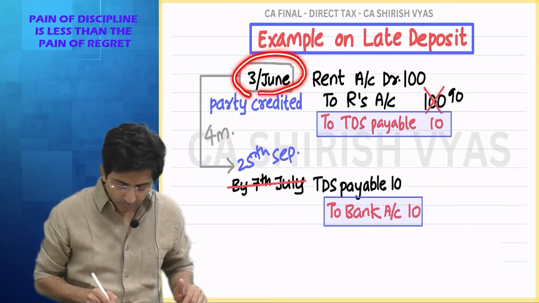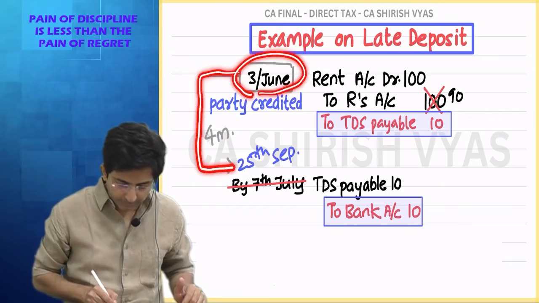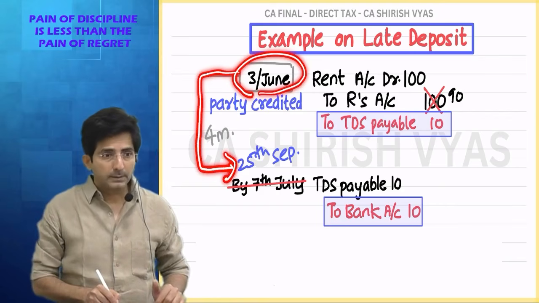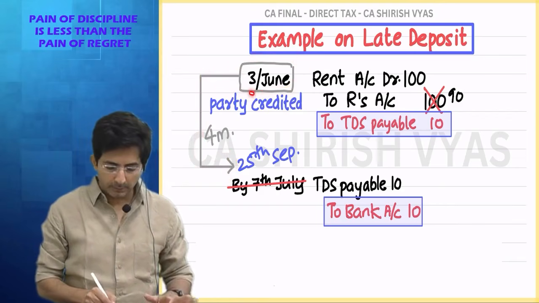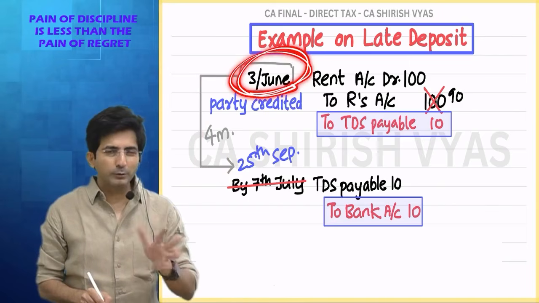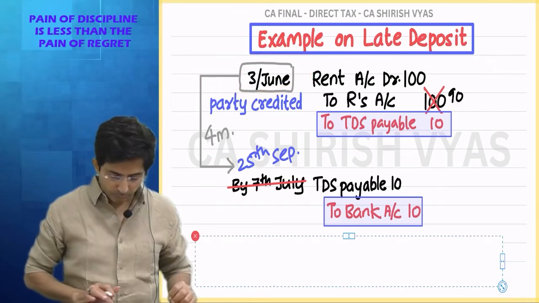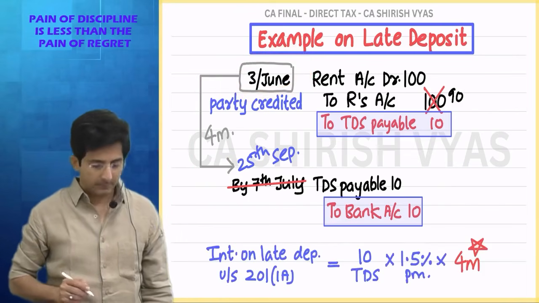From 3rd June to 25th September, how many months does it come to? 4 months. See, part of the month is a full month. So 3rd June, 3rd, 4th, 5th is not even a full month, but June is counted. June, July, August, September: 4 months. So finally the calculation will be like this.